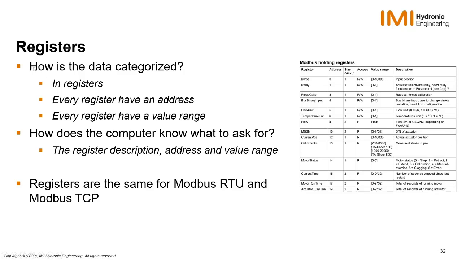So we had the question here, how is the data categorized? It's categorized in different registers, and every register has an address, and every register has a value range. On the question, how does the computer know what to ask for? It knows this because we programmed it to ask for certain registers, and then we know the value we get back will be something that's described within a certain range, and we know what address that data will be in. So thanks to these holding registers or Modbus registers, the computer can know what to ask for and what it receives back. And this register is the same for Modbus RTU and Modbus TCP.